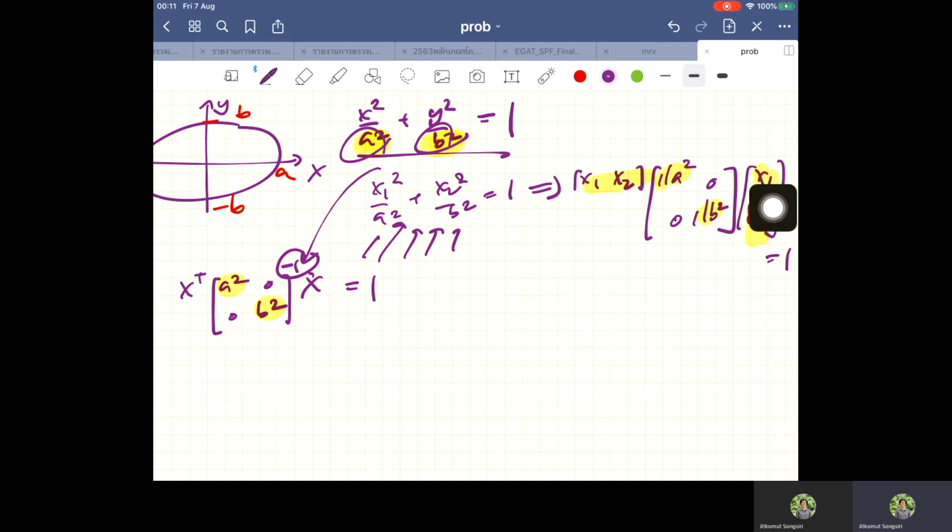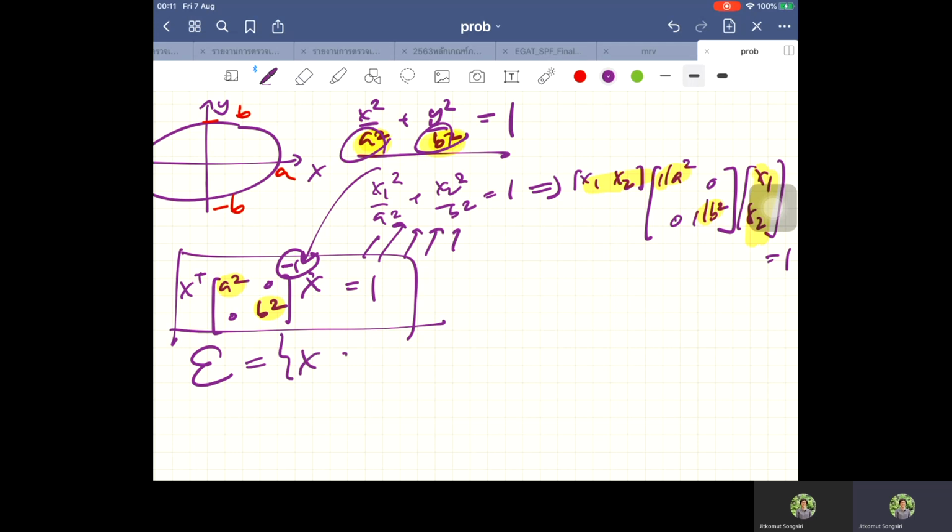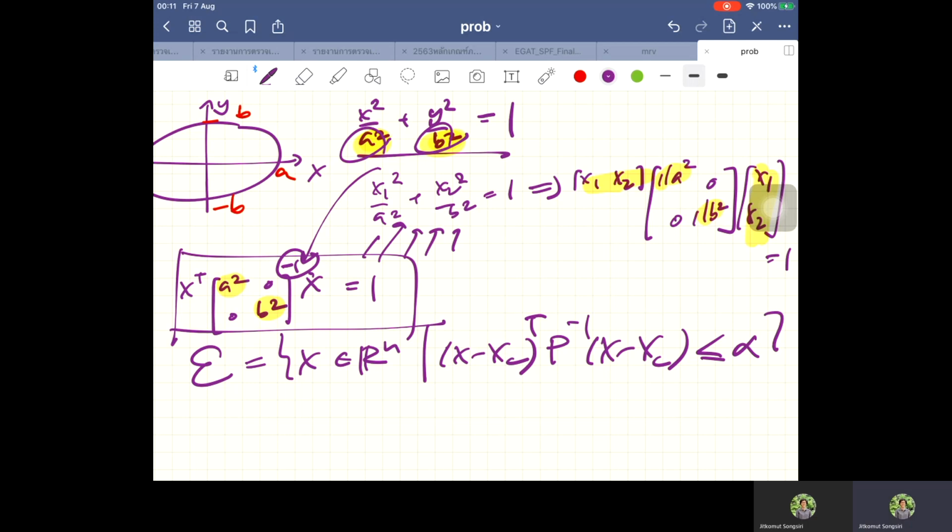So let me state from here: you will see that this is an ellipsoid in R2 that you have learned from high school. The statement of an ellipsoid in n-dimensional space is the following. It is a set of vectors x in Rn such that (x minus xc), the center, transpose, P inverse, (x minus xc) is less than alpha, where P is a positive semi-definite matrix. So you see the extension here.